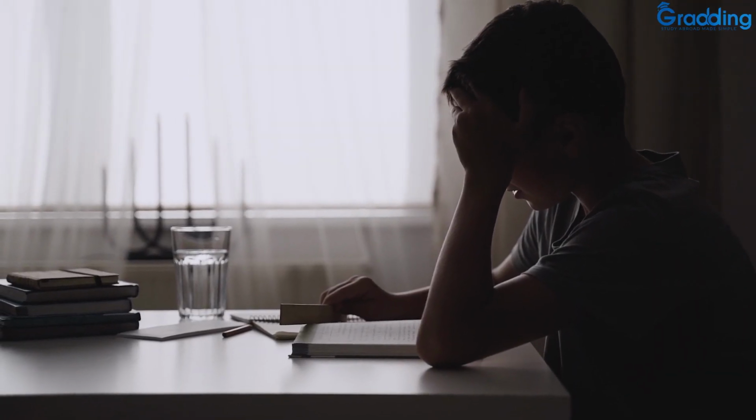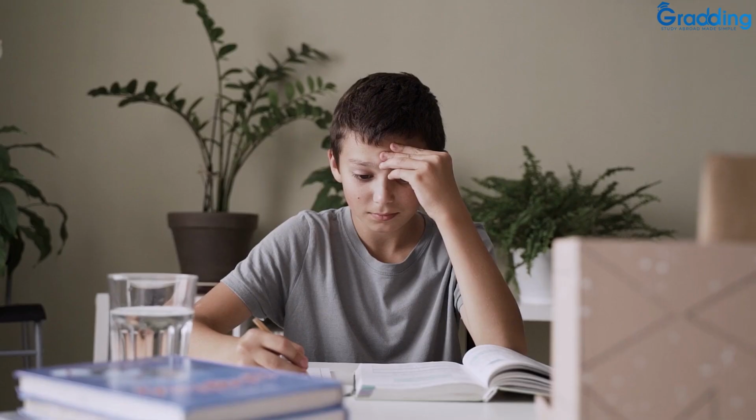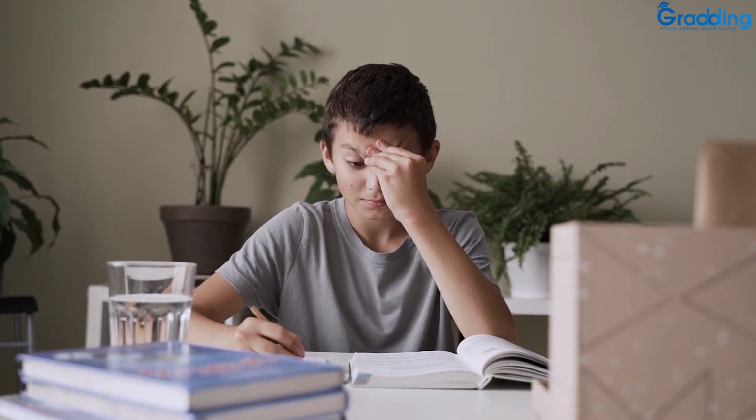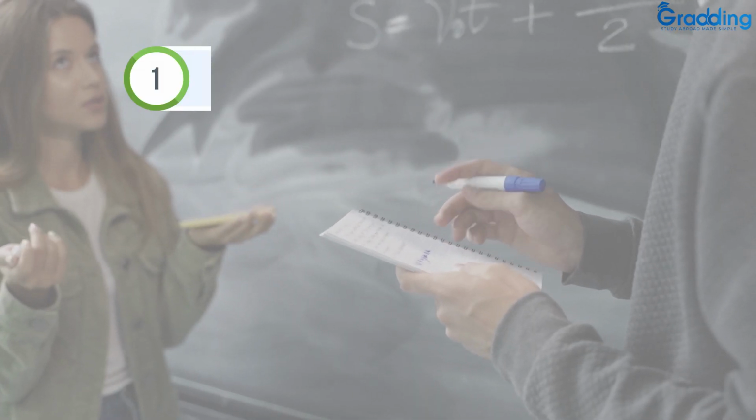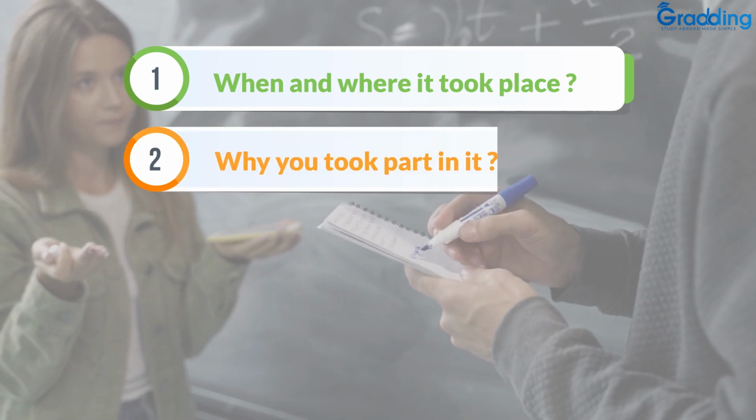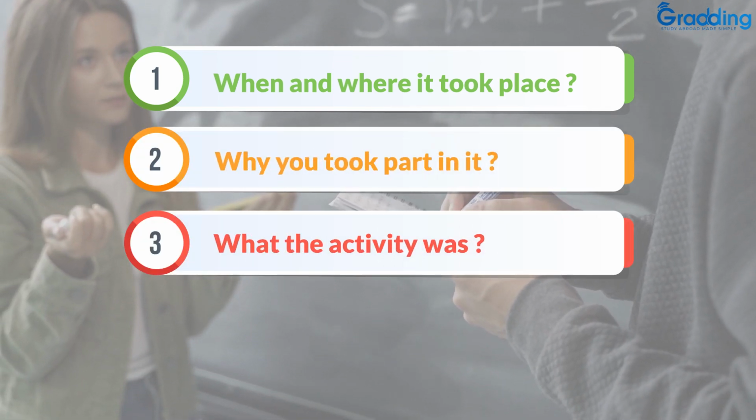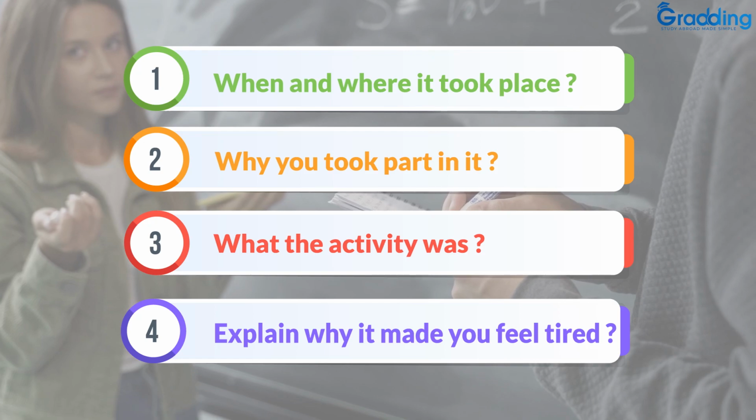Number 4. Describe an activity that made you feel tired. On number 4, we have to describe an activity that made you feel tired. So in this, you must cover some points like when and where it took place, why you took part in it, what was the activity, and explain why it made you feel tired.